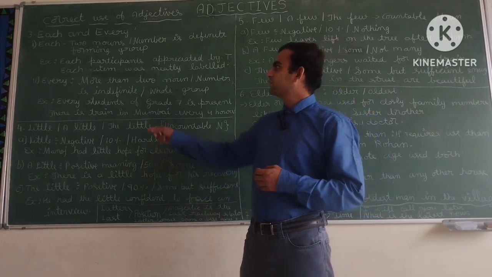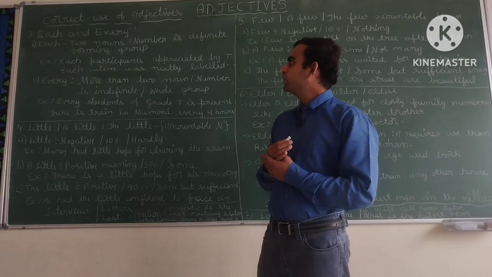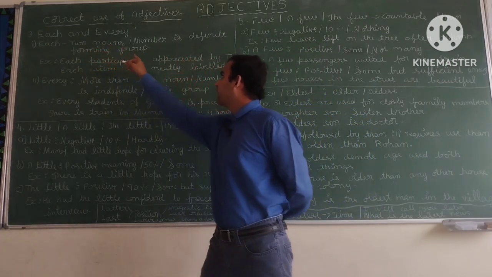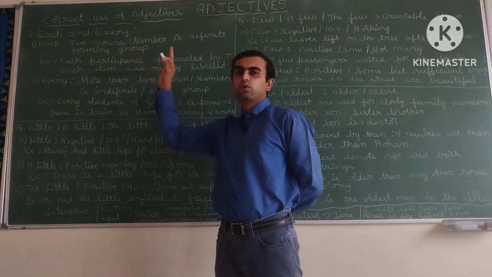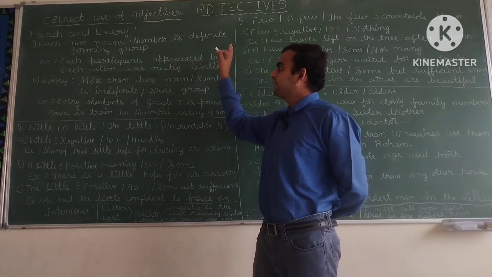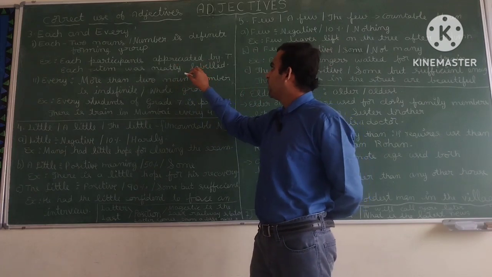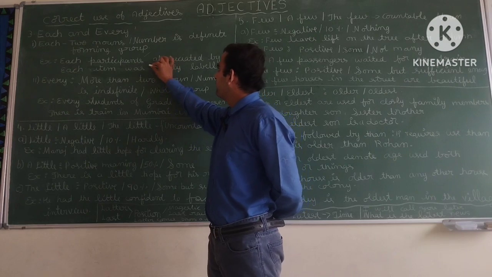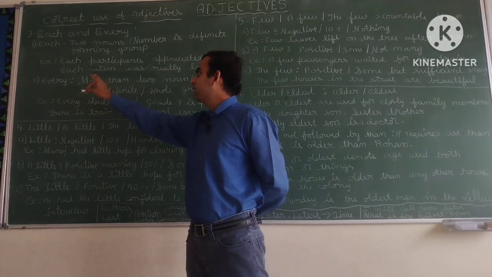Correct use of adjectives. Third one is each and every. Where to use each, where to use every? Each denotes two nouns, or the number is definite, or when we form a group. Example: each participant was appreciated by the teacher. Each item was neatly arranged or neatly labeled. So each we mostly use for two persons, or when we form a group or a number which is definite. Next, every.